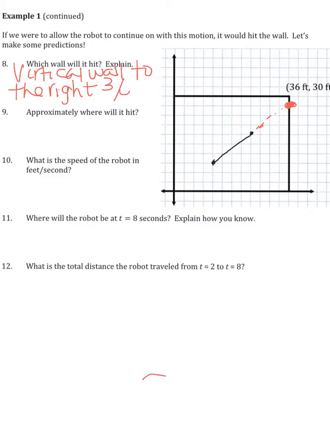With 3/4 slope. Right, so if we go up 3, 1, 2, 3, and over 4, 1, 2, 3, 4, it's going to hit the wall right here. X marks the spot. So approximately where will it hit? Well, obviously at the 36 up to the 27 mark.